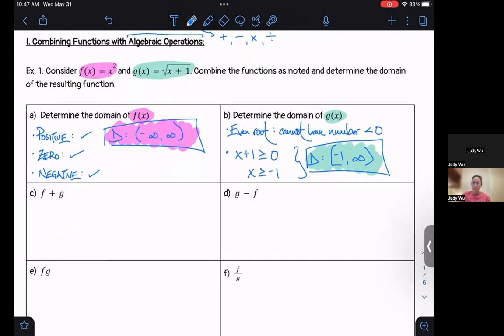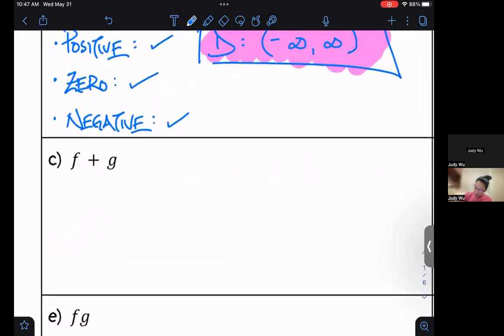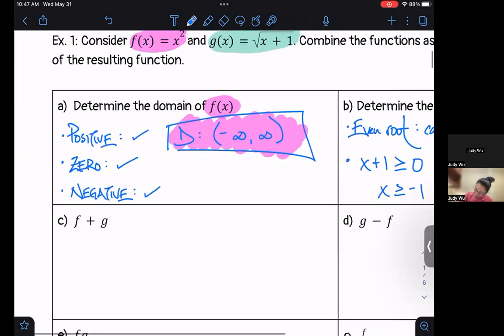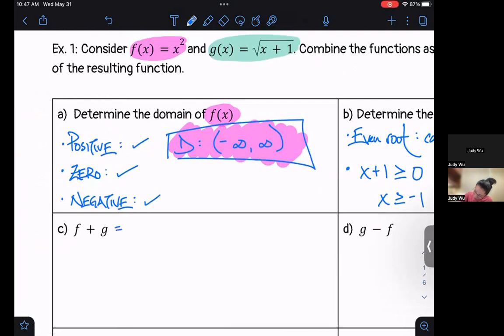All right, let's take a look at these algebraic operations now. Okay, so we're going to take a look at C. Letter C says, what happens when we add f plus g? So f plus g means we grab our pink function, which is x squared, and to it we add our g of x, or square root of x plus 1.